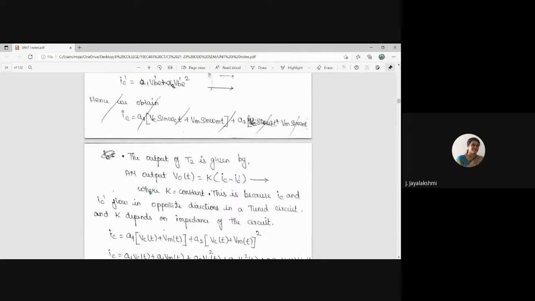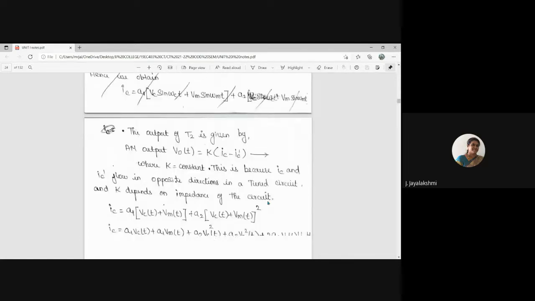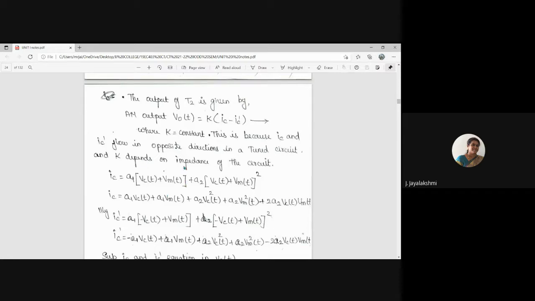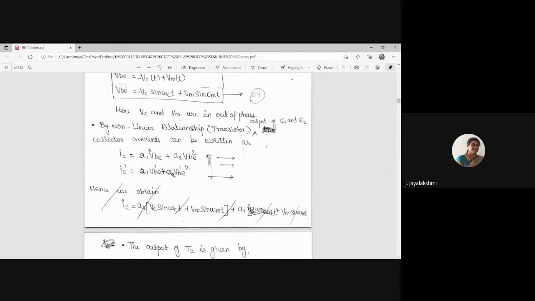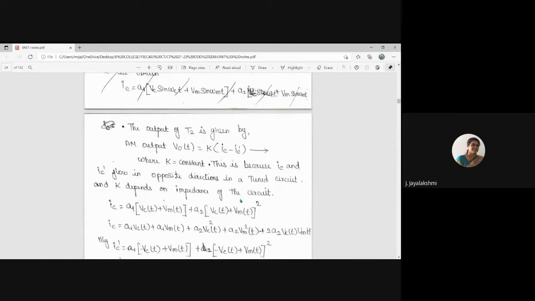So K is going to be the constant. IC and IC dash flow in the opposite direction. And this transformer is considered as a tuned circuit. This K depends upon the impedance of the circuit. So you can make the substitutions for the collector current as A1 into Vc plus Vm the whole square plus A2 into Vc plus Vm the whole square, just in this formula, VBE plus VBE square. Substitute it, make the simplification.